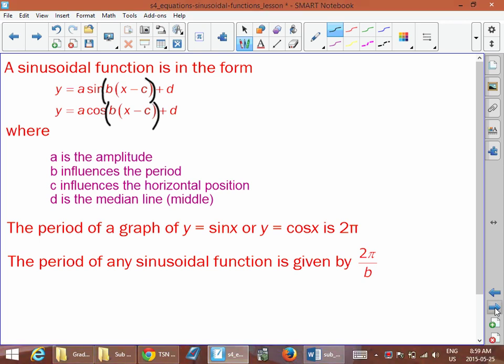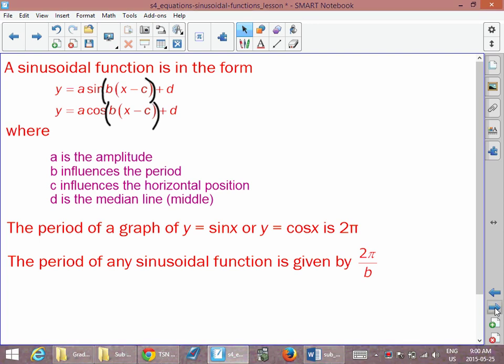A represents the amplitude, okay? That influences the vertical height of the graph. B influences the period. That is how long it takes before the graph starts to repeat itself. C influences the horizontal position. The C value will shift the graph left or right depending on what that C value is. And D is the median line or the vertical middle of the graph.